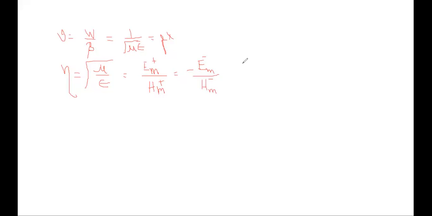So this is the equation we got, and velocity is approximately equal to 3 into 10 to the power of 8. And the intrinsic impedance is approximately equal to 120 pi, or it is also 377 ohms.